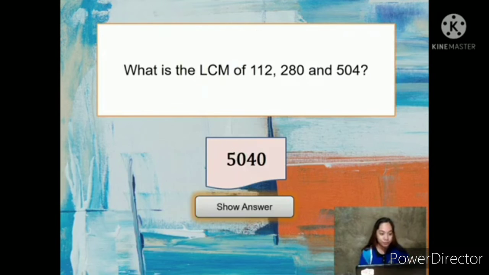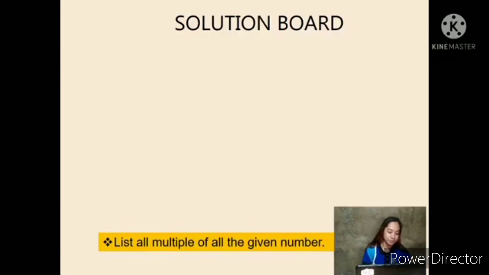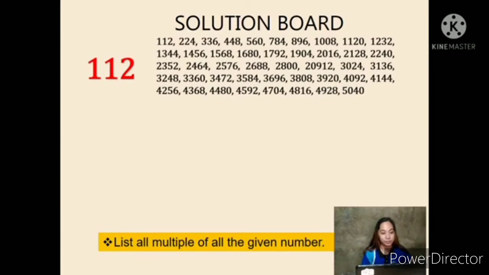Next question. What is the LCM of 112, 280, and 504? So the answer is 5,040. So here is the solution. First, we're gonna list all multiples of all given numbers. So the multiples of 112 are these numbers: 112, 224, 336, and so on.